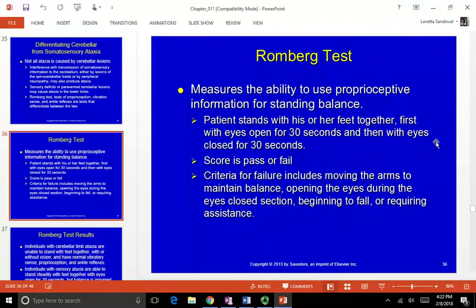The Romberg test measures the ability to use proprioceptive information for standing balance. It's very basic. The patient stands with his or her feet together first with eyes open for 30 seconds, and then with eyes closed for 30 seconds. It's pass or fail scoring. The criteria for failing include moving the arms to maintain your balance, opening the eyes during the eyes closed section, and either starting to fall or requiring assistance to avoid falling. So if someone can stand with their eyes open for 30 seconds, then they close their eyes and start to fall, they probably have some cerebellar dysfunction.